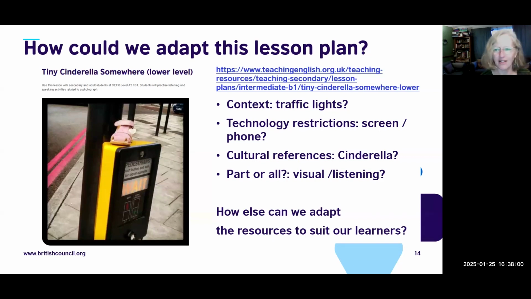Maybe think about a plan that you've used and cut. Any ideas for what you've adapted?